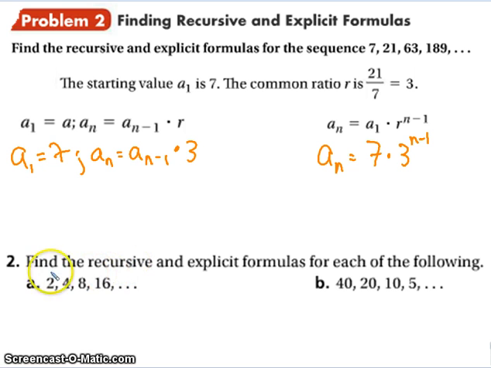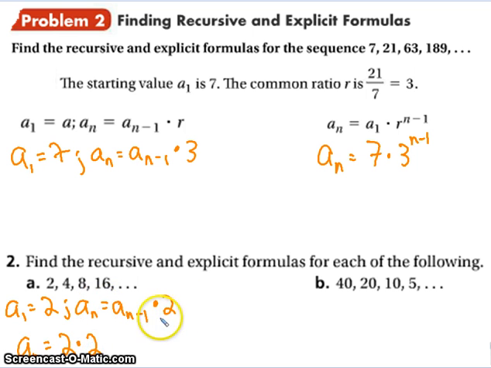Okay. All right, down here, I'll do this one for you, and then you can do B on your own. So we're going to write out the recursive formula. We need to name what a sub 1 is. That's the first value in the sequence. And then we start with a sub n is equal to a sub n minus 1 times the common ratio, which in this case is 2. And then we follow this format: a sub n is equal to the first term of the sequence multiplied by the common ratio, which we found already, to the power of n minus 1. So there's the recursive, there's the explicit.